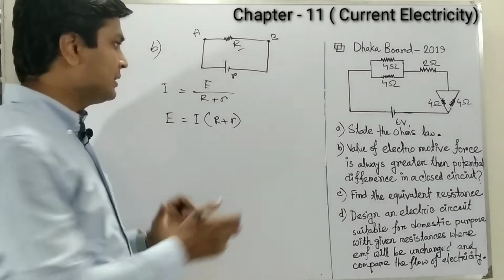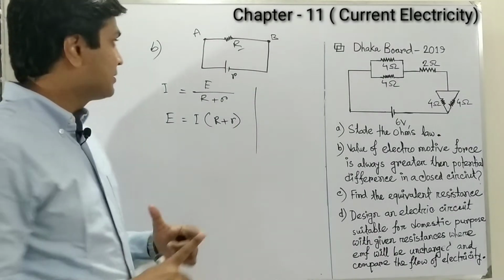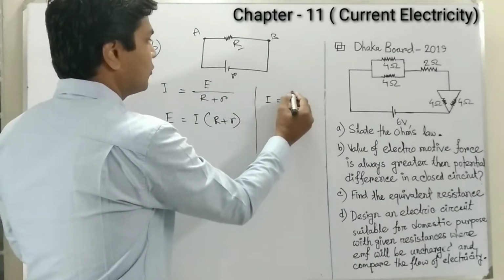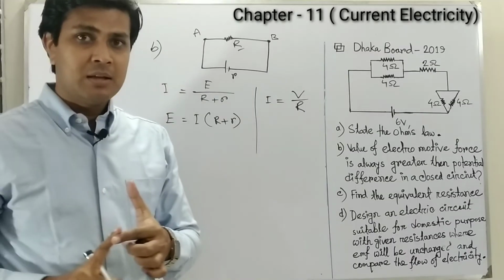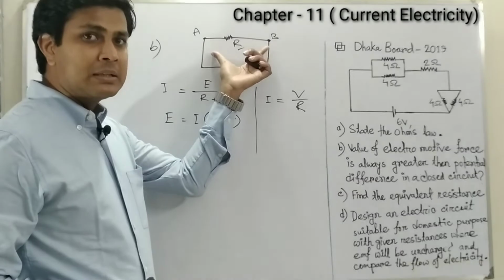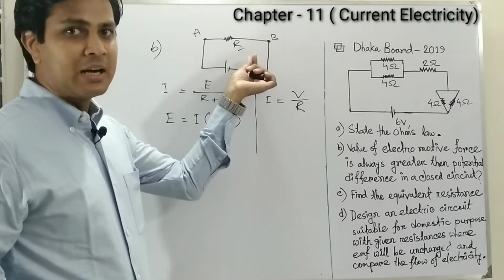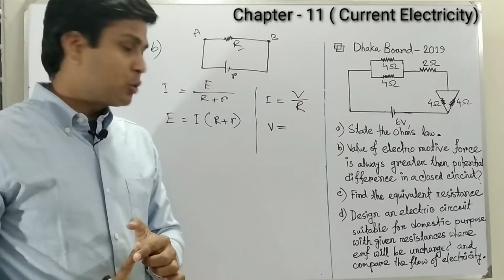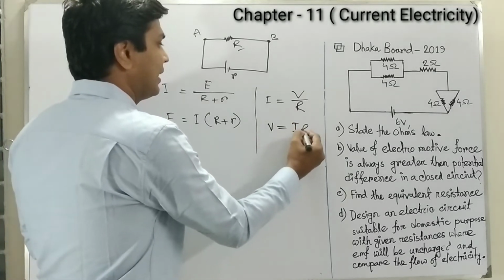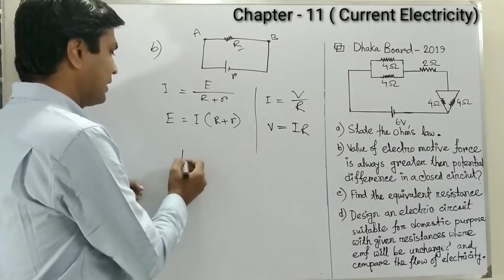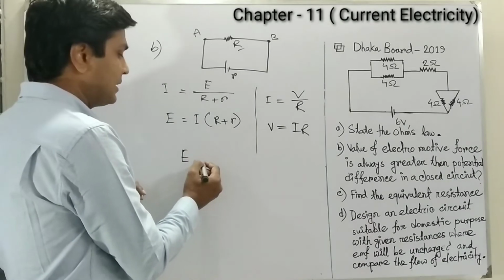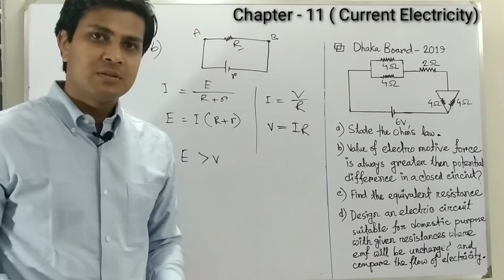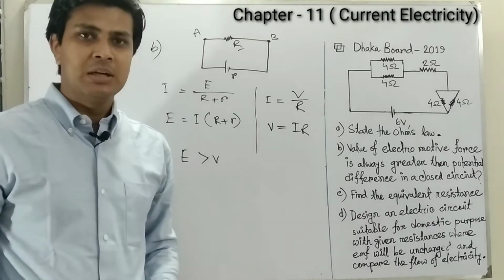And if you want to calculate the current passing from point A to B, the current will be I equal to V by only capital R, because from A to B there is only external resistance R. So the potential difference V will be I into R. Which one is greater here? Definitely capital E. That means electromotive force is greater than potential difference. That is the answer to question number B.